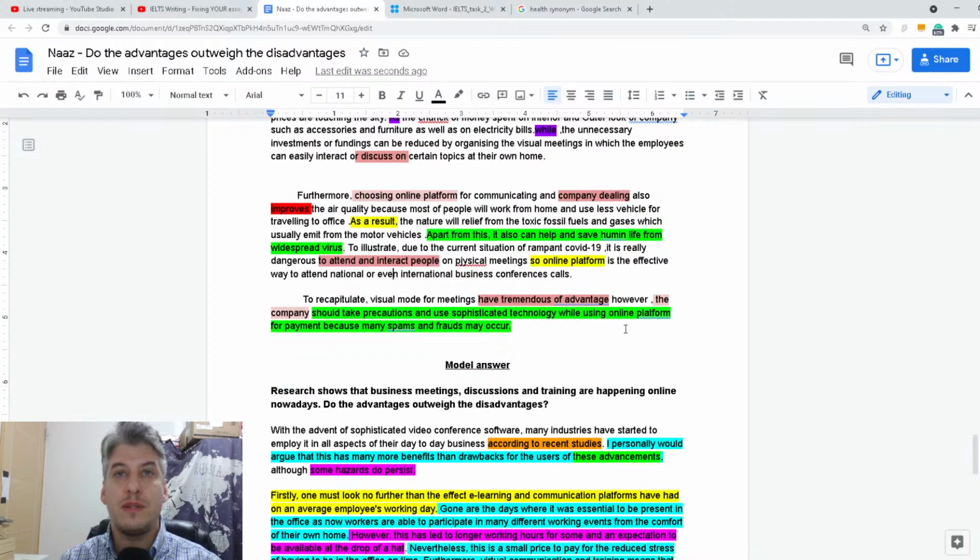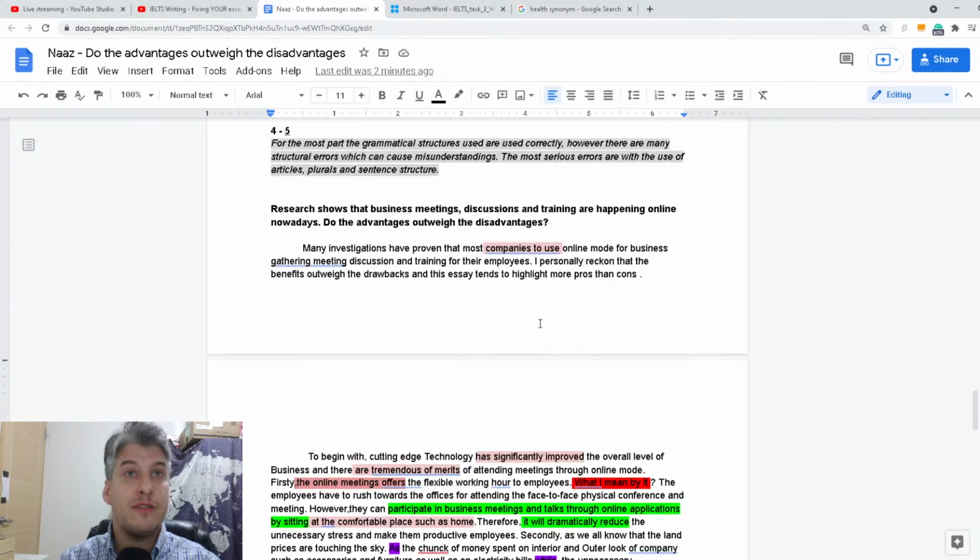Okay. So just moving on to the last part here. So to recapitulate, visual mode for meetings have tremendous advantages. Have tremendous advantages. This would be a great phrase. It's just grammatically we don't need of. However, the company, just say companies in general, companies should take precautions. And that last part, grammatically, I thought was really good.